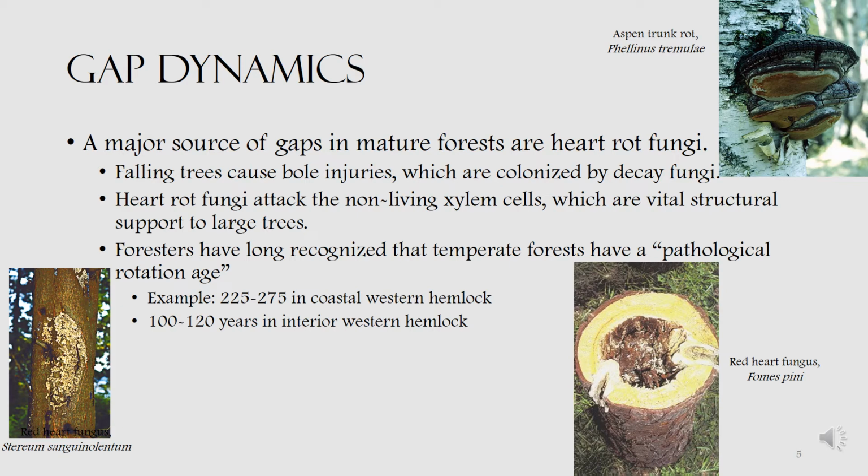And people who work in forests, foresters, have long recognized that temperate forests have what's called a pathological rotation age, or a return interval of these pathogens. So for example, in coastal western hemlocks, it's been estimated between 225 to 275 years, whereas interior western hemlock is more like 100 to 120 years.